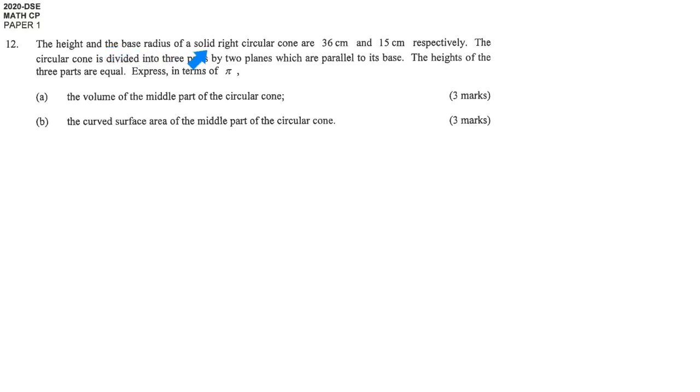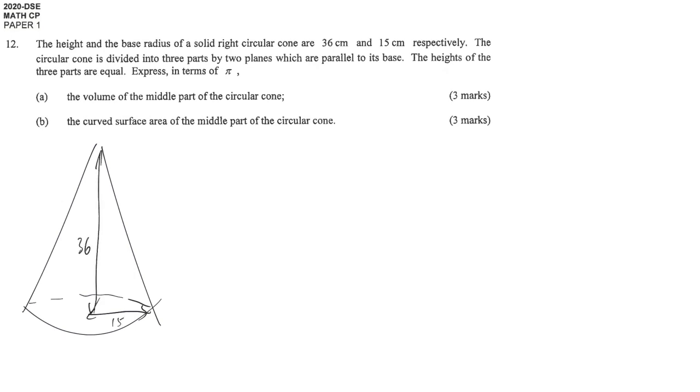In this question, they say that there is a cone, a right circular cone. The base radius is 15, while the height here is 36. And then the circular cone is divided into 3 parts by 2 planes which are parallel to the base. The heights of the 3 parts are equal. That means along this height, we separate it into 3 equal sections. And then we cut it using this plane and this plane.